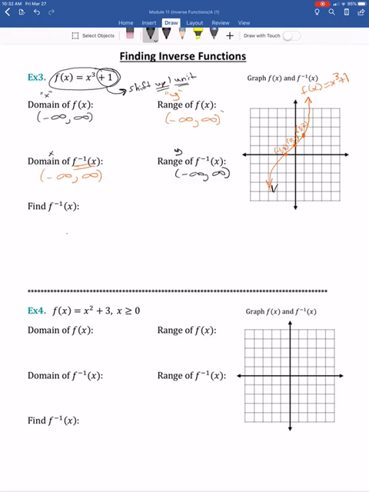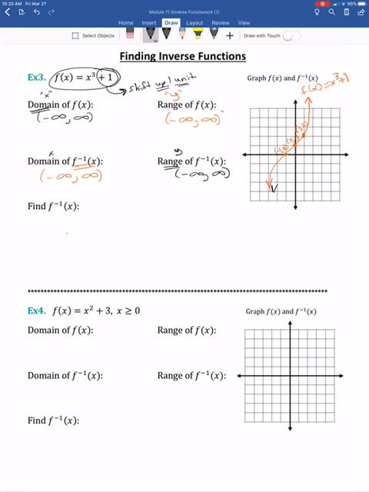So remember, they're identical. Domain of the f function is the same as the range of the f inverse function. Same goes for the inverse: domain is the same as the range of f. Now let's go ahead and find this graph. So we already know its characteristics before we've even found it.